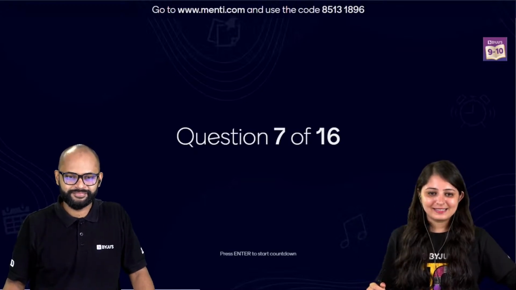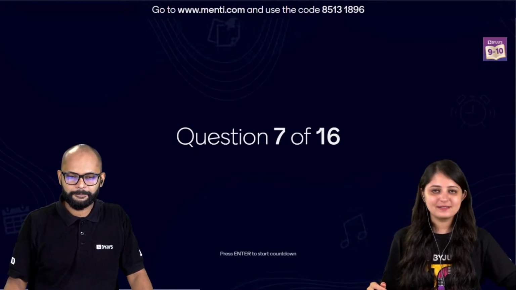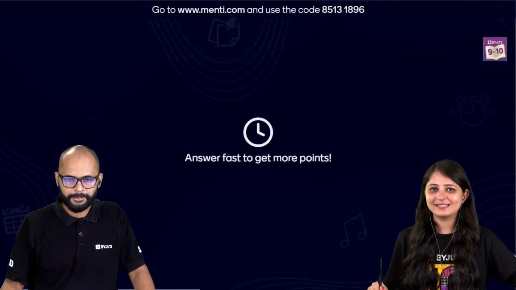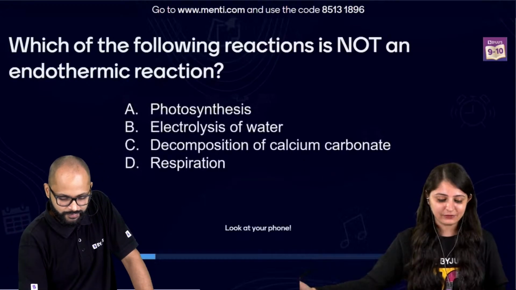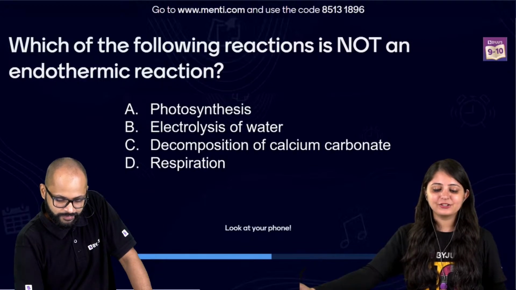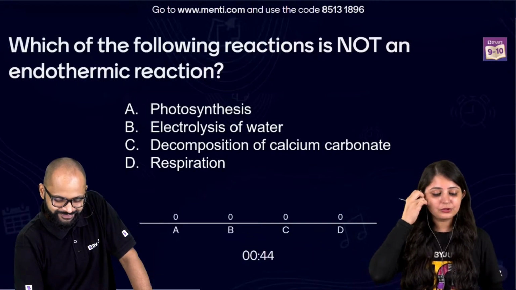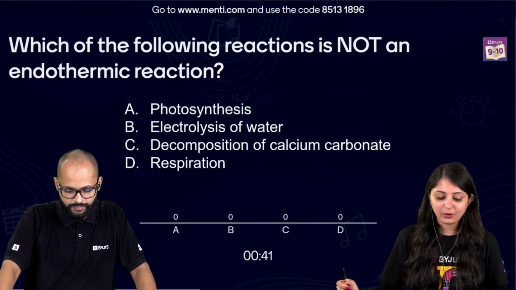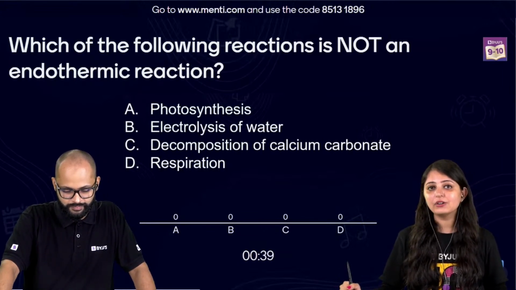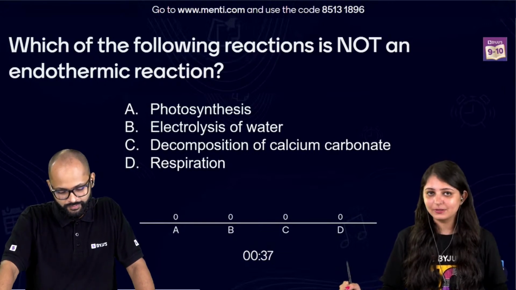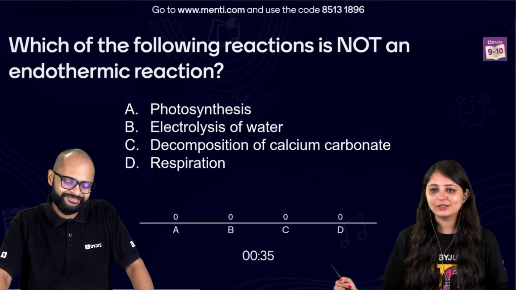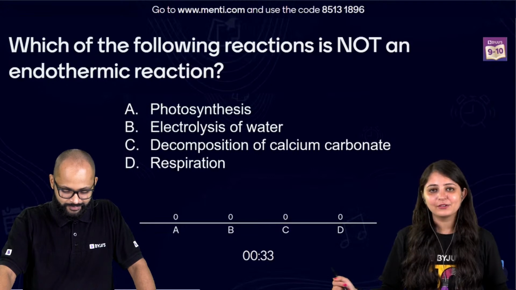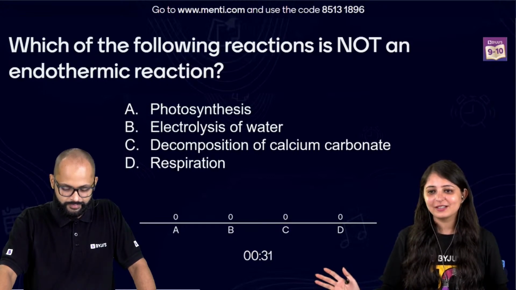All right. Question number 7, chemistry question. Let's see, the next question on chemical reactions for all of you. Which of the following reactions is not endothermic? Photosynthesis, electrolysis of water, decomposition of calcium carbonate, or respiration. You have to figure out which is not an endothermic reaction. So if you know what is an endothermic reaction, reverse that and you will arrive at the answer.